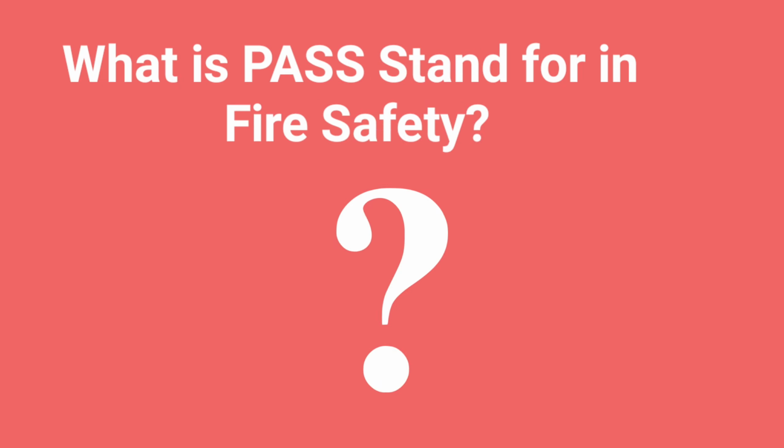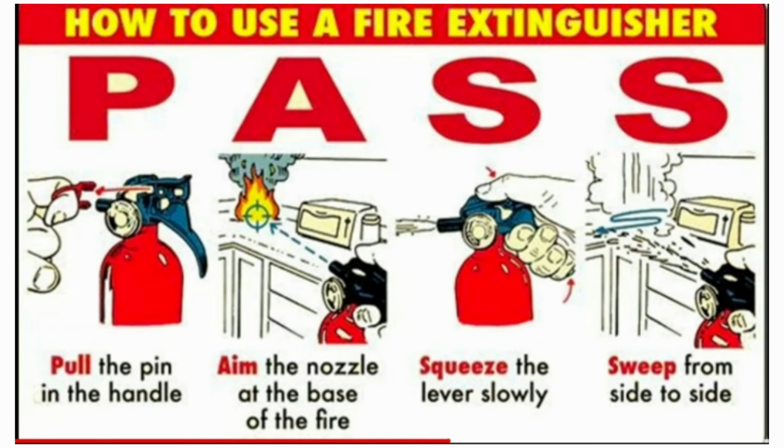What does PASS stand for in fire safety? How to use a fire extinguisher? PASS stands for P for pull the pin in the handle, A for aim the nozzle at the base of the fire, S means squeeze the lever slowly, another S means sweep from side to side.